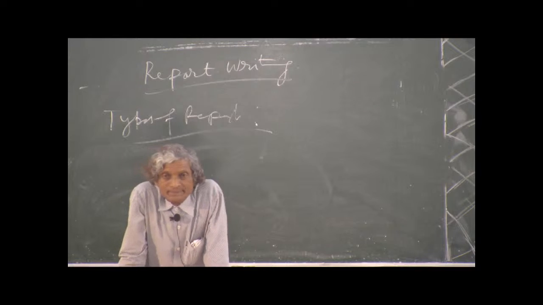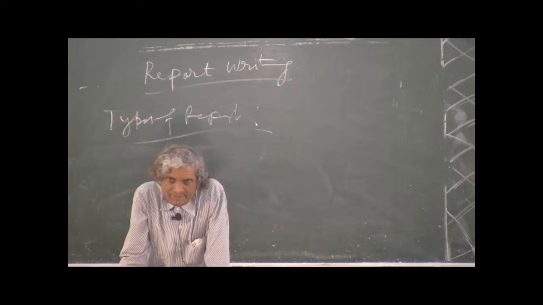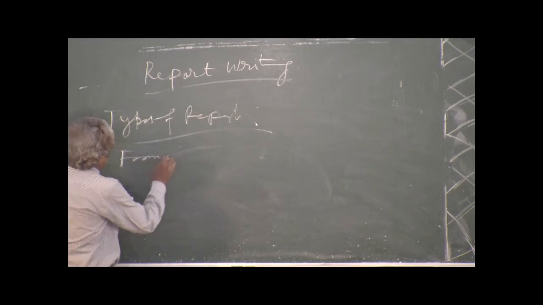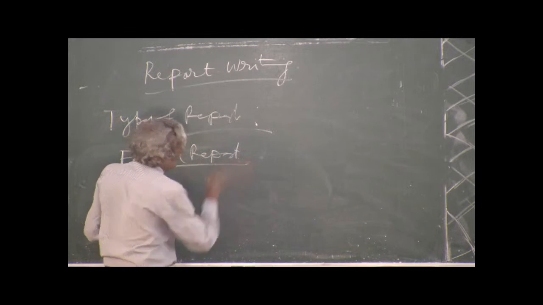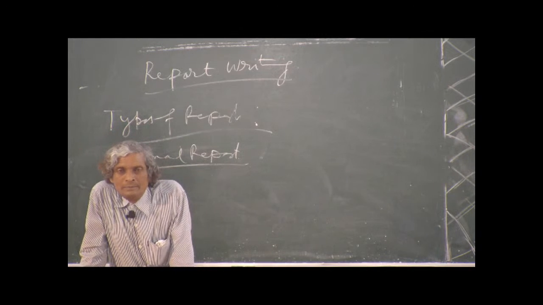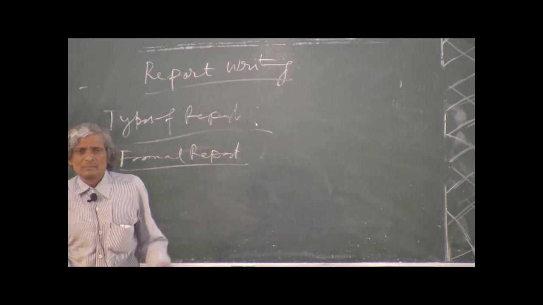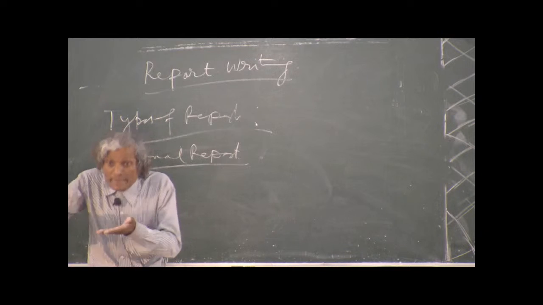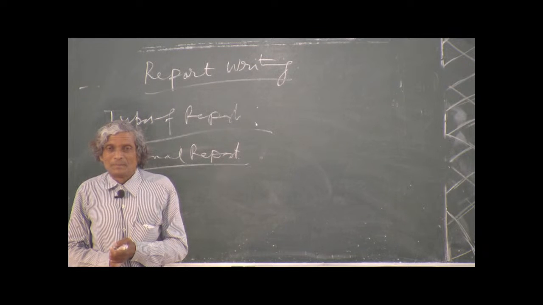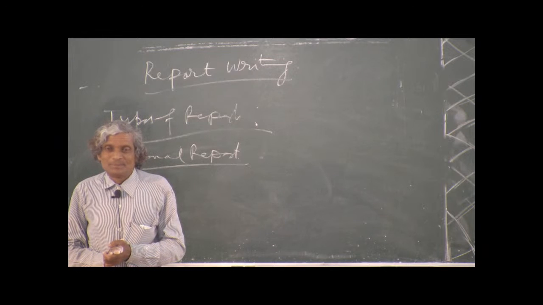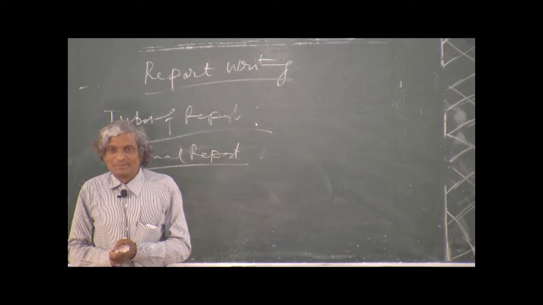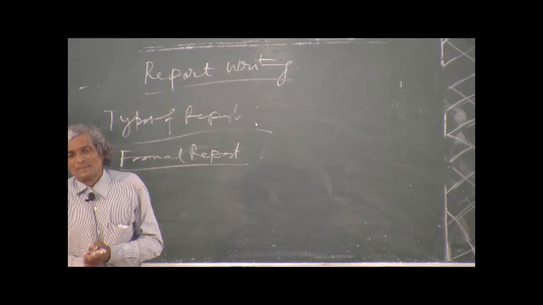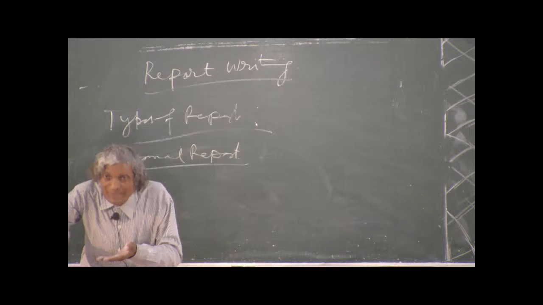Now, after the classification of the report, the formal reports are further divided into some divisions. What are they? Formal reports की भी divisions हैं. For example, a laboratory report, periodical report, clinical report, work progress report, inspection report, annual report, and market report, etc.